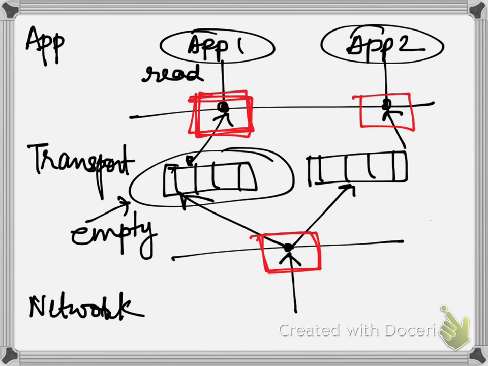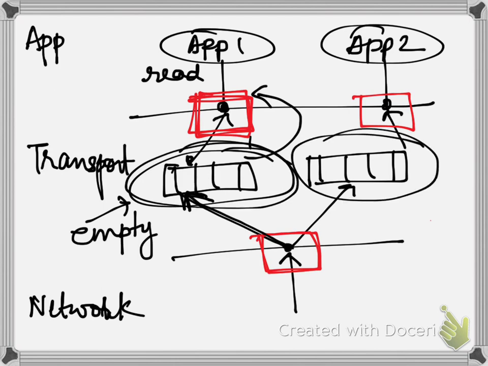When new data arrives from the network layer, the operating system will issue an interrupt, and this interrupt will wake up the application and unblock the read. So now data can be read by the application layer. So we see that the role of the buffers at the sender as well as at the receiver is very important, because the two rates are different. So buffers are very important to have.